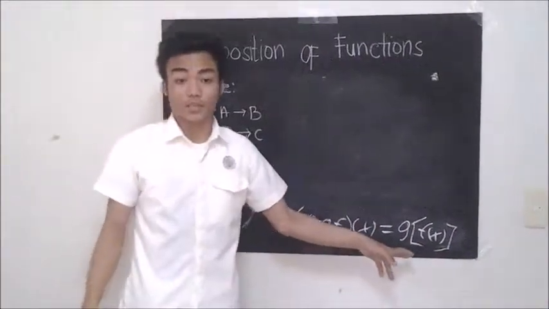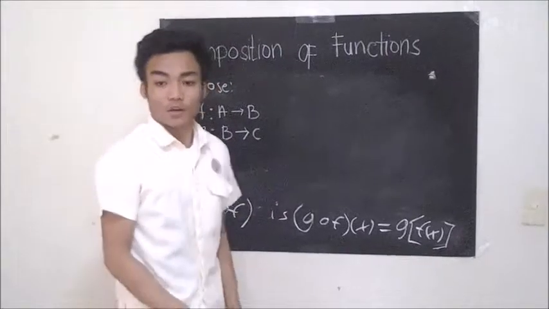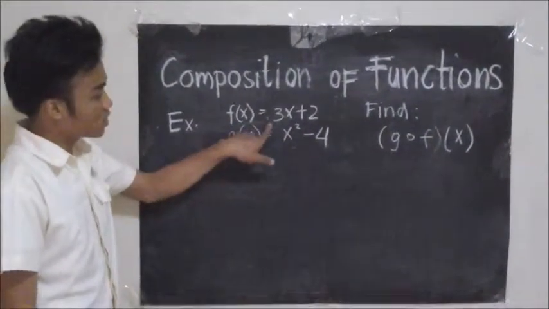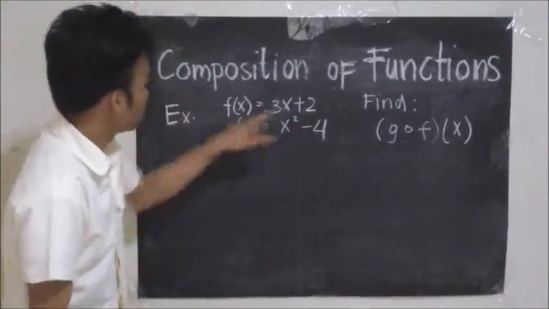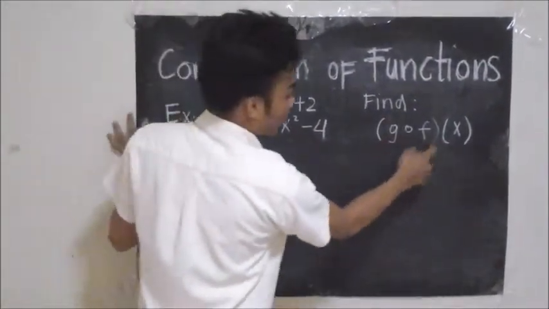This statement is read as g composed with f of x, or g of f of x. To understand this further, I will give some examples. Suppose that f of x equals 3x plus 2 and g of x is x squared minus 4. Then find g of f of x.